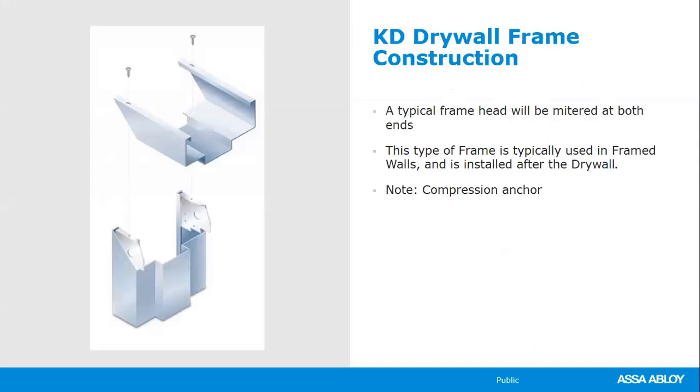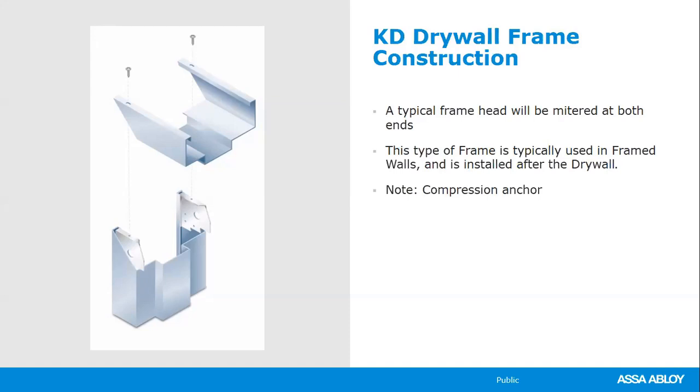Here we get into what we call a true KD interior drywall frame. This type of frame has its own anchoring system, which is called a compression anchor, which we'll get into a little bit later. But just remember, a KD drywall construction is not designed to be welded. It is designed so that the wall is up and you slide the header and the side jambs around the drywall itself. It is attached to the stud with that compression anchor at the top on both jambs.